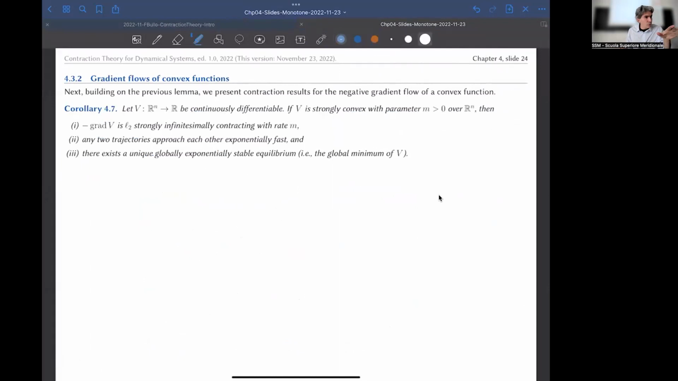So let me just summarize the good news, and then we have some bad news. The good news is that if you have a function v that is continuously differentiable and strongly convex, with a strictly positive strong convexity parameter m, then minus grad v is strongly infinitesimally contracting with rate m. Any two trajectories approach each other exponentially fast. There exists a unique globally exponentially stable equilibrium, which is the global minimum of v. So everything is clear.